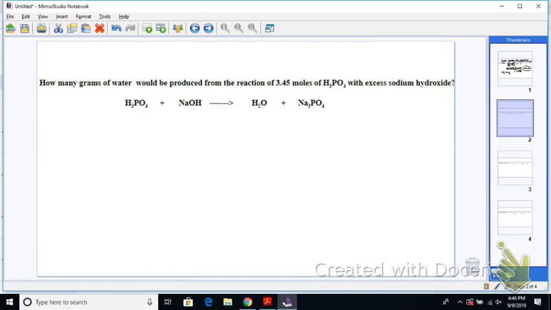Alright, we're going to continue on with stoichiometry. This is the second type of problem that you'll be introduced to. And on this one, if you notice, this is different than the first one we went through. That was a mole to mole. This is looking for grams. Okay? And we're starting off with moles.